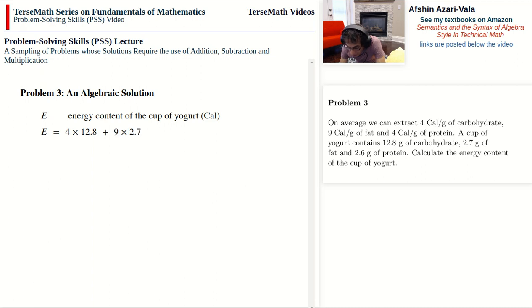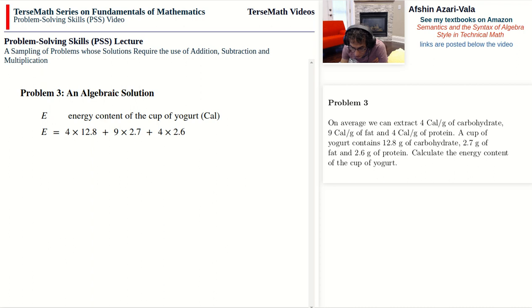This will come to 9 times 2.7. And then comes the last term, which computes the contribution due to the protein content of the cup of yogurt at 4 calories per gram of protein and 2.6 grams of protein in the cup of yogurt. This comes to 4 times 2.6. So now we have 3 terms on the right side.